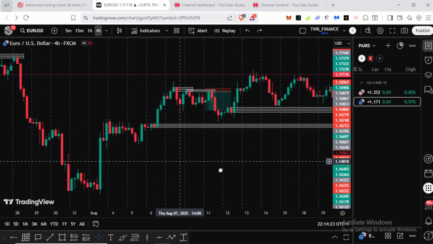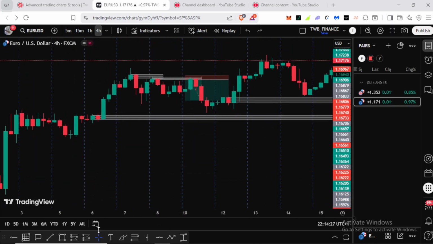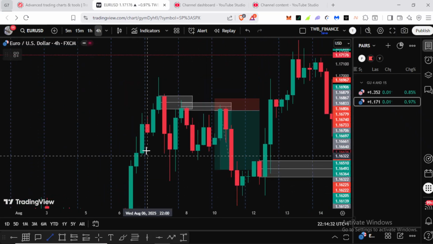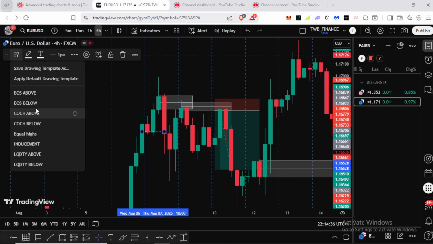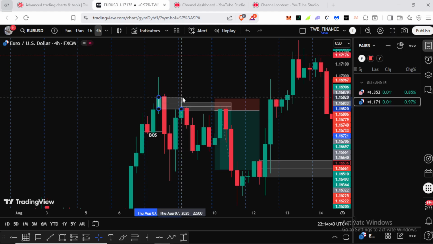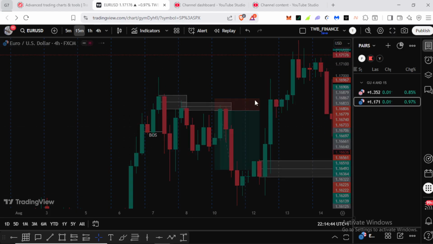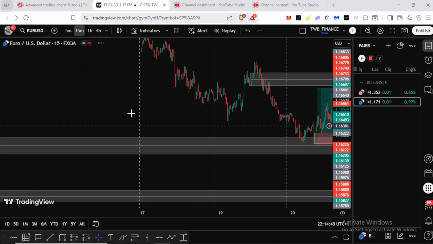First things first, when I saw this supply zone here, how is it a supply zone? Because I can see a break of structure here, so definitely the supply zone. I got this break of structure here, and that's more than enough. And then this is the supply zone, if I'm correct. Then the entry would be on the 15 minutes time frame. It's as easy as that. So let's go to the 15 minutes time frame to quickly check for entry.